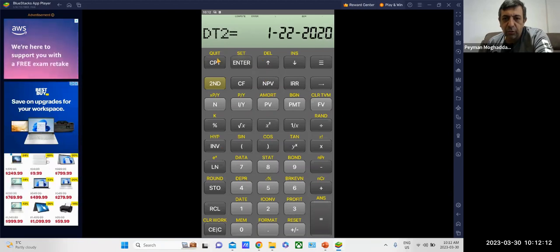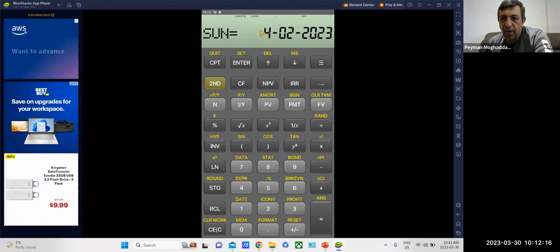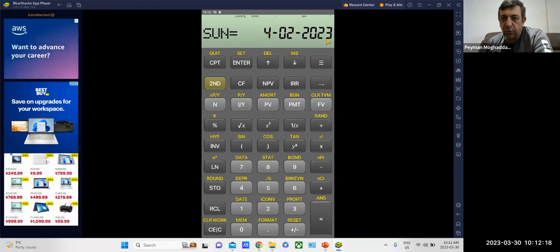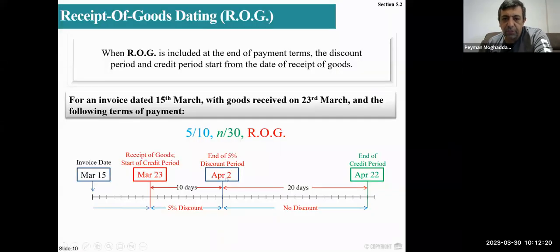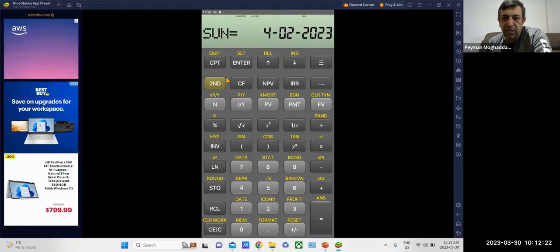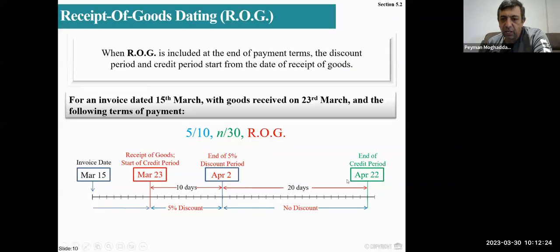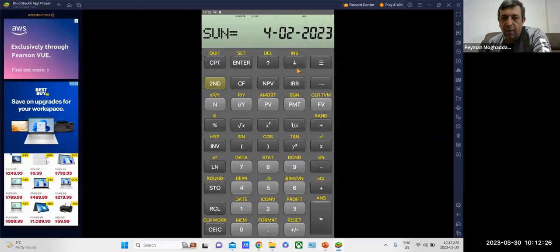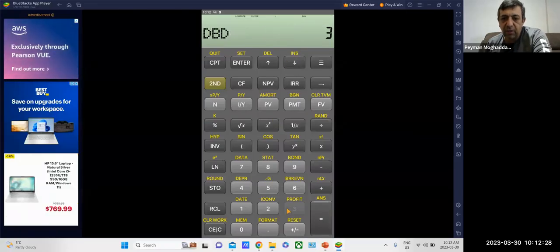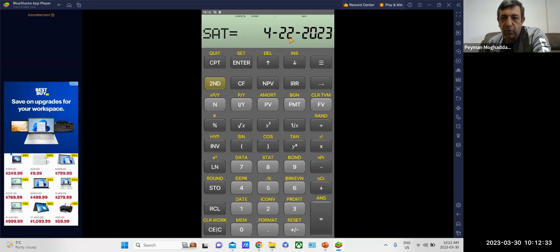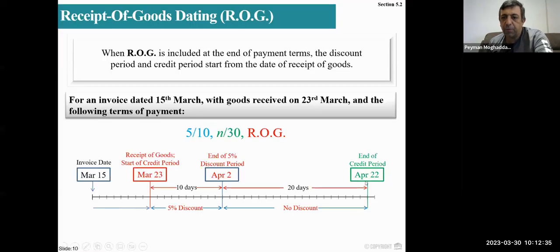Enter, and date 2 CPT. Date 2 is going to be Sunday, April 2nd, 2023. So April 2nd, and you want to add 30 days. So I add 30 days, 30, enter, date 2 CPT. So April 22nd. April 22nd is going to be the second one. So April 2nd, April 22nd.